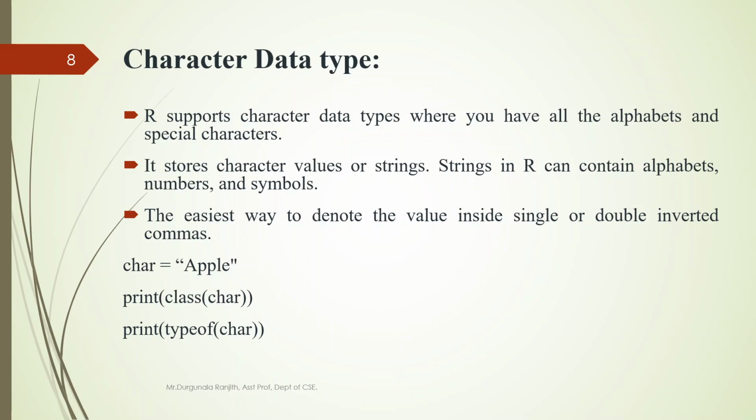And the very important one, the character data type. So R also supports the character data type, and these could be represented with alphabets or special characters. Either single alphabets or more than one alphabet can be created as a character data type, and these could be denoted with either single quote or double quote. Strings in R can contain alphabets, numbers and symbols, and it stores either character values or string values in a character data type. Character means it is a single character. String means it is more than one character.